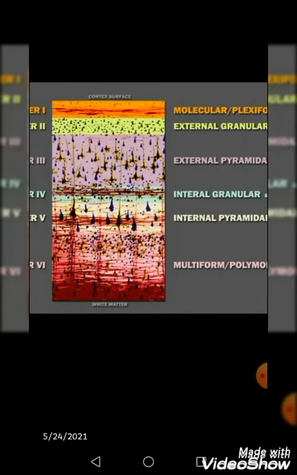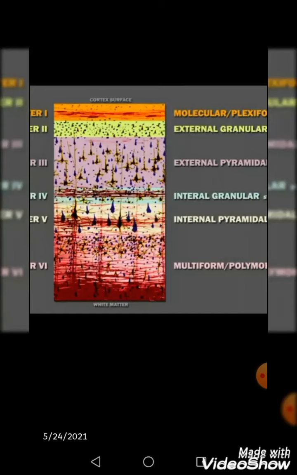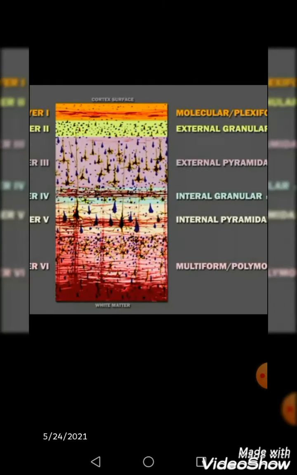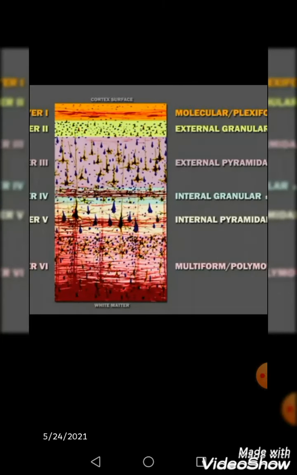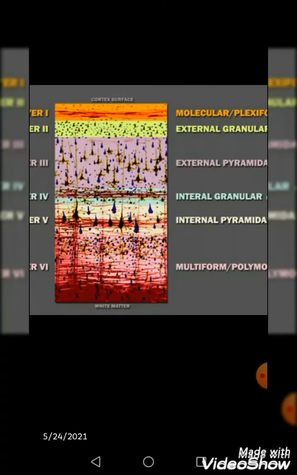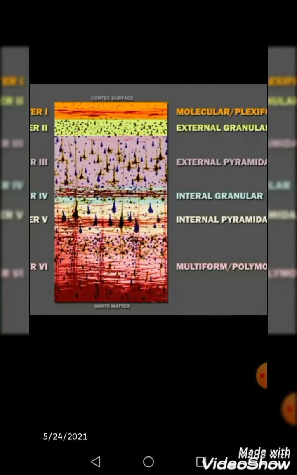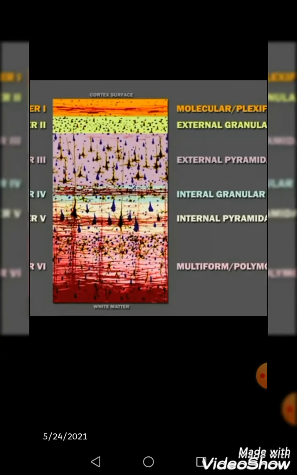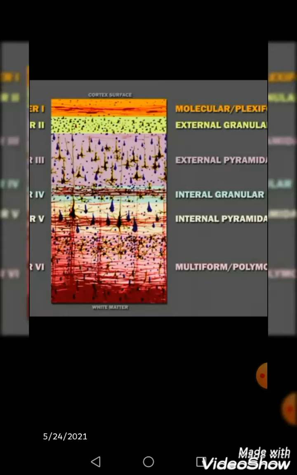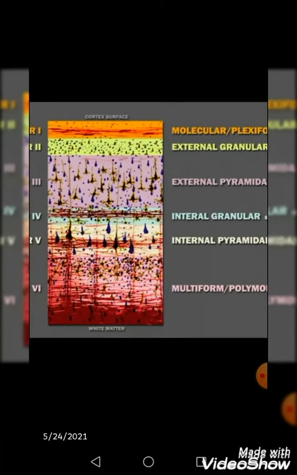So if you want to memorize, you can learn that the first and the last layer start with the letter M, molecular and multiform, and the second and the third start with the letter E, external, right? And then the next 2 layers start with the letter I, the internal. So it is easy to memorize: molecular layer is the first layer and multiform is the last 6th layer. Then the 2 layers are consecutively external granular and pyramidal respectively. Then comes the word internal, granular and pyramidal respectively. Now it becomes easy for you to learn the layers, right?